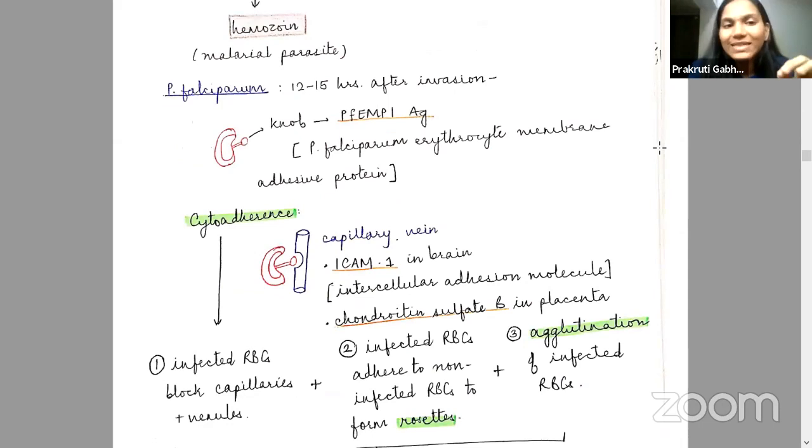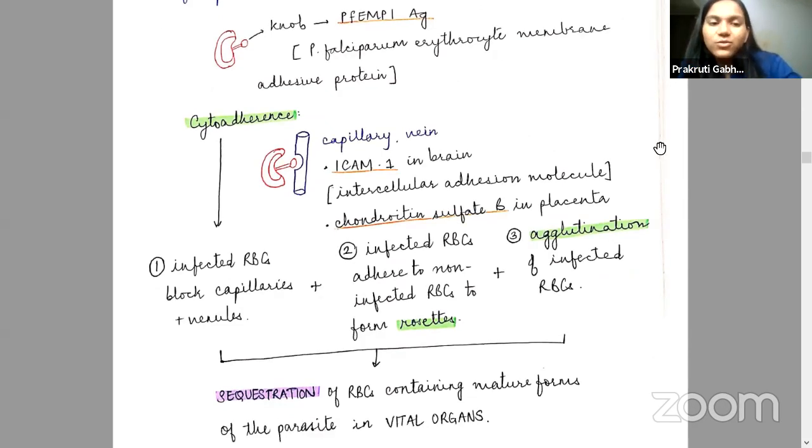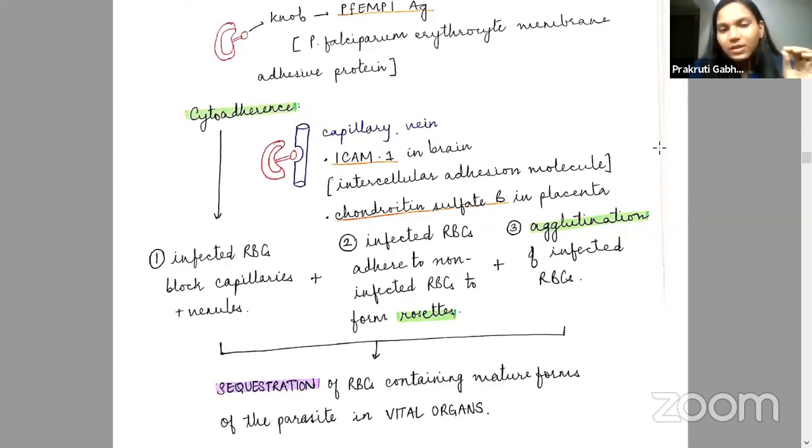Now, what happens when the parasite is Plasmodium falciparum is that 12 to 15 hours after invasion, you see knobs that appear on the RBCs, and these knobs are nothing but the PfEMP1 antigen, which is Plasmodium falciparum erythrocyte membrane protein 1. It's an antigen, and it will adhere to the capillaries and the venules of specific vital organs. Obviously, if it's a knob, it has to fit into something. So these receptors are like ICAM-1 in the brain, which is intercellular adhesion molecule, and chondroitin sulfate A in the placenta. So when this adherence takes place within the epithelial lining of the capillaries and venules of the vital organs, this process is known as cytoadherence, which leads to the blockage of these capillaries and venules. Cytoadherence, so that is the first phenomenon.